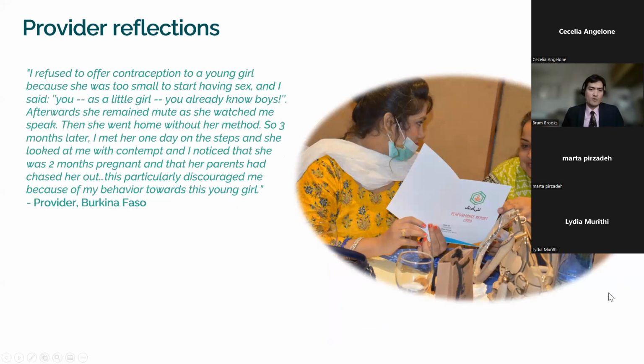So I'm going to start with the first quote here, which is from a provider in Burkina Faso. "I refused to offer contraception to a young girl because she was too small to start having sex. And I said, you, as a little girl, you already know boys? Afterwards, she remained mute as she watched me speak. Then she went home without her method. So 3 months later, I met her one day on the steps and she looked at me with contempt, and I noticed that she was 2 months pregnant and that her parents had chased her out. This particularly discouraged me because of my behavior towards this young girl."